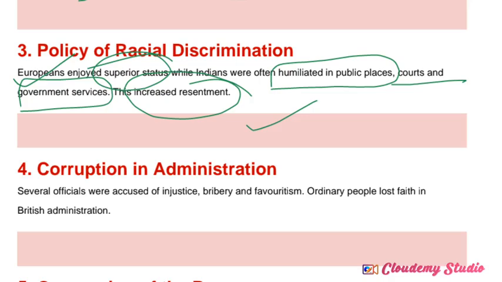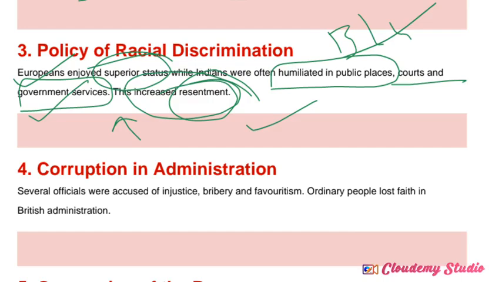So Indians started to be humiliated in public places. Actually, the Europeans entered India itself, and Indians were dominated by the Europeans at that time. In public places, Indians were treated as black people and were not allowed in. Even government services, every high post, was given only to the Europeans or the Britishers at that time. So Indians started to suffer under this policy of racial discrimination. That's why it increased the resentment.